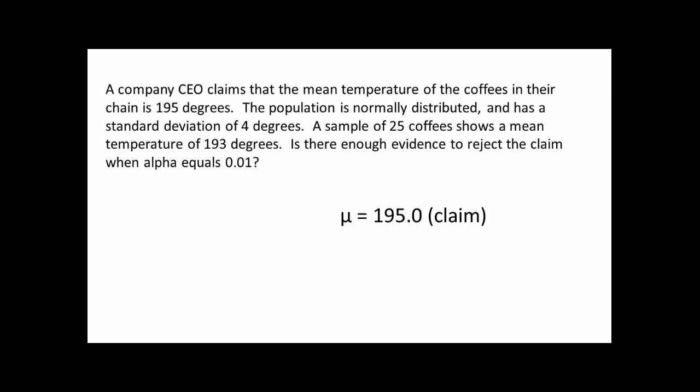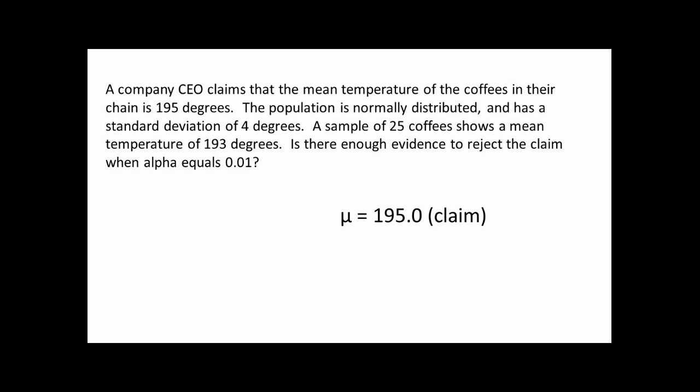A company CEO claims that the mean temperature of the coffees in their chain is 195 degrees. The population is normally distributed and has a standard deviation of 4 degrees. A sample of 25 coffees shows a mean temperature of 193 degrees. Is there enough evidence to reject the claim when alpha equals 0.01? Let's use method 2 and use a p-value to solve.